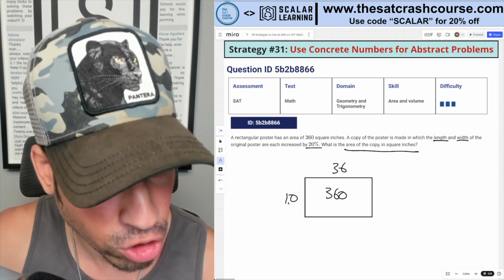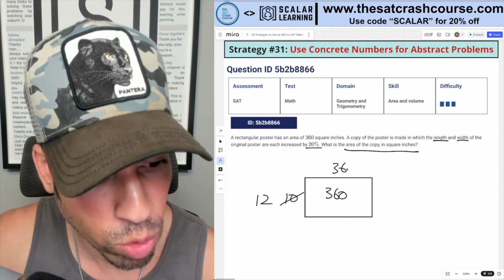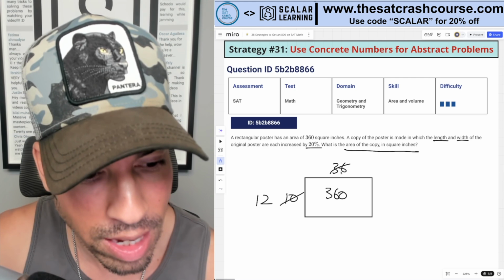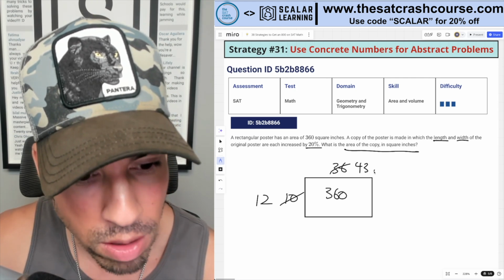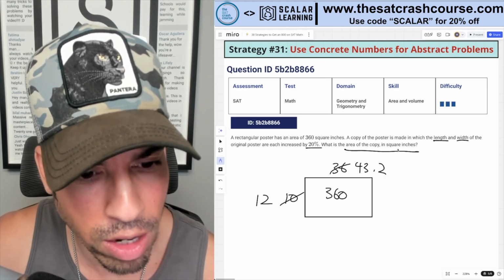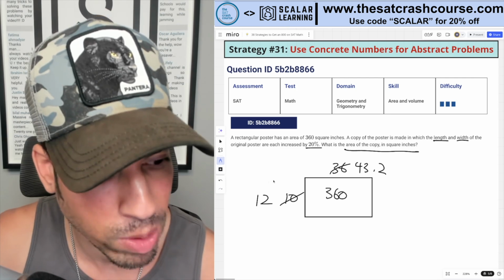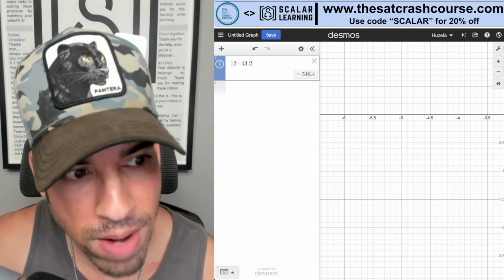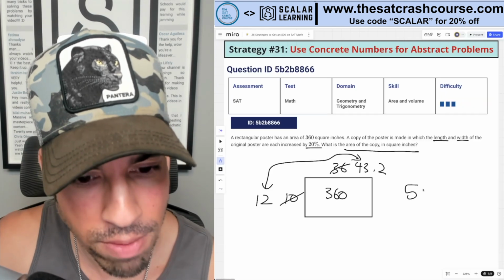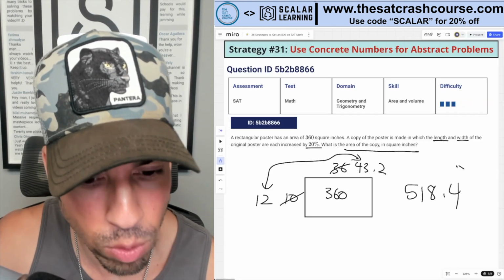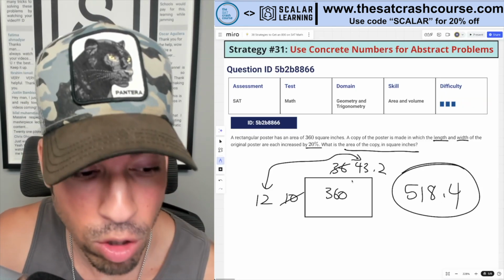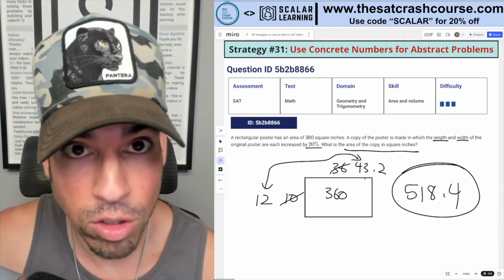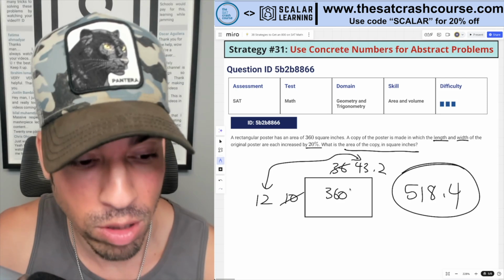That would be adding on 2 to 10. So it would now be 12. And then 20% of 36 is 7.2. Adding that on would give me 43.2. So now it says, what is the area in square inches of the copy? Well, all I got to do is length times width. This part I'm going to do in DESMOS. And we get 518.4. So 518.4 for the win. Done. And one last quick note, you may be saying, well, hey, you picked 10 and 36. What if you picked 2 and 18 or some other combination, right? It's actually still going to be the same.